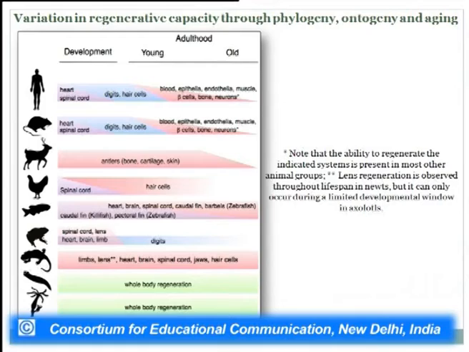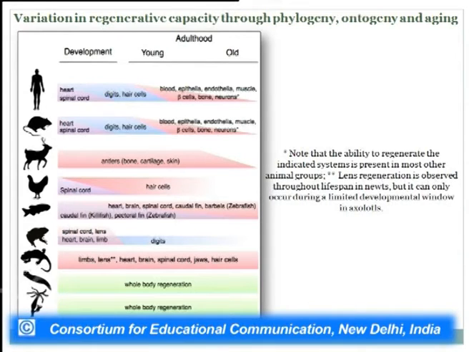So let's look at the detailed mechanism. This shows the variation in regenerative capacity through phylogeny, ontogeny and aging. There is a development stage shown, and then adulthood, where the young and the old are formed. You can see that in Hydra and in Planaria, whole body regeneration can occur. We have already taken up the example of Hydra, which depicts the morphallaxis regenerative mode. We will take up Planaria whole body regeneration in this session.